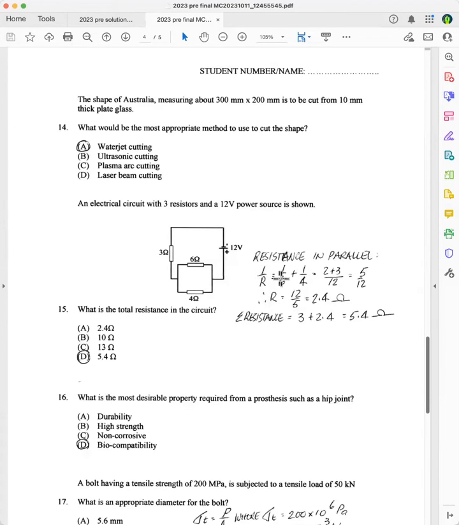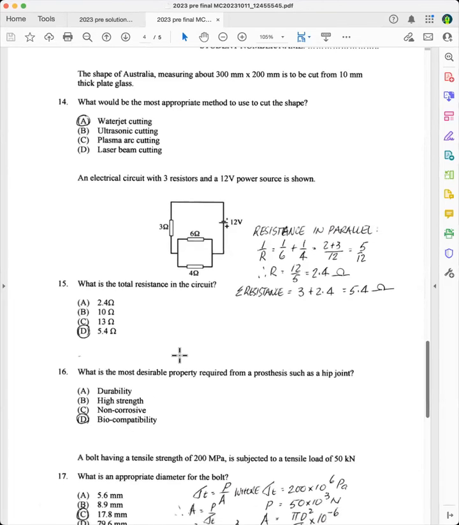So for the resistance in parallel, make sure that you know it's 1 over R equals 1 over R1 plus 1 over R2. And when you get this answer, lots of students don't realise you've got to invert it. And so you invert it to get R, so it's 12 over 5. So the resistance from this parallel circuit is 2.4 ohms, and then you just add the 3 to it, so that's 5.4. And so alternative D is the correct answer.